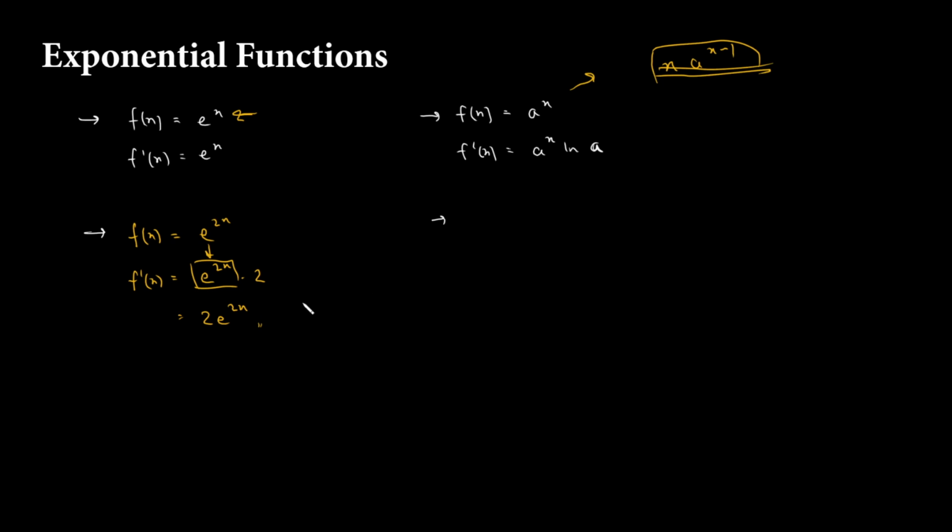So that was an example. This one's really easy to remember. The derivative of e to the power of x is just going to be e to the power of x. It stays the same. This is the only one that stays the same.